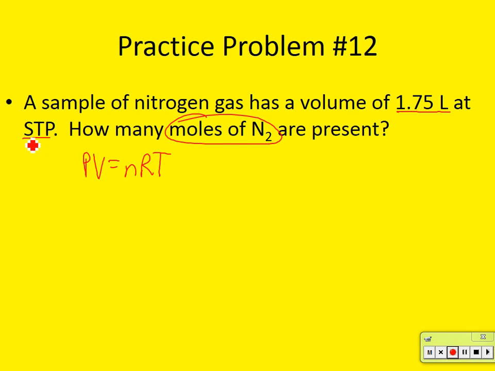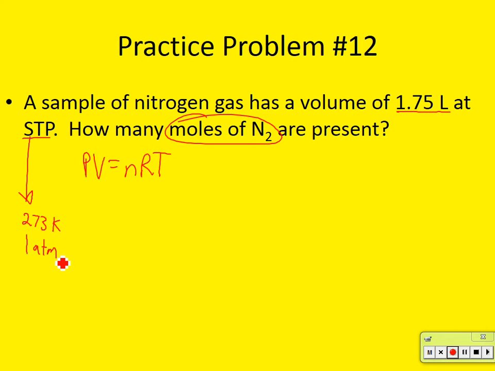Now, by STP, what does this mean? Standard temperature and pressure. So what is the standard temperature? 273 Kelvin. And what's the standard pressure? 1 atmosphere. Good. So let's see if we can solve for the number of moles that are present.